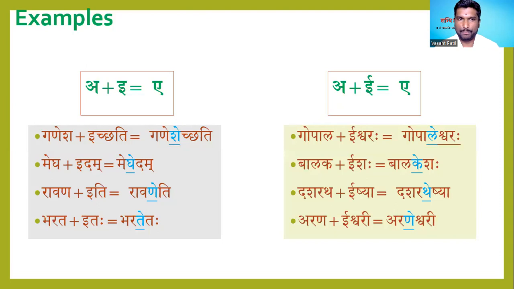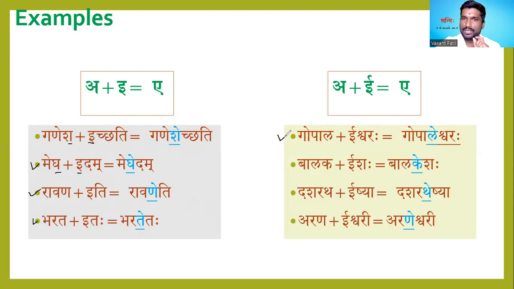Now let us see a few examples. Ganesha is there in this. Ganesha and ichchati, a plus i, e. So Ganeshechati. Megha plus idam, Meghedam. Ravana plus iti, Ravaneti. Bharata plus itah, Bharatetah. This is a plus small i.